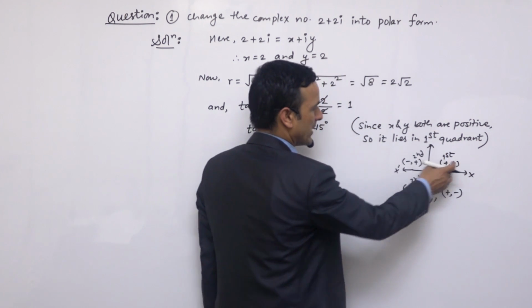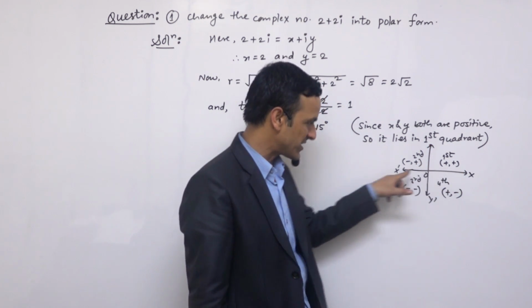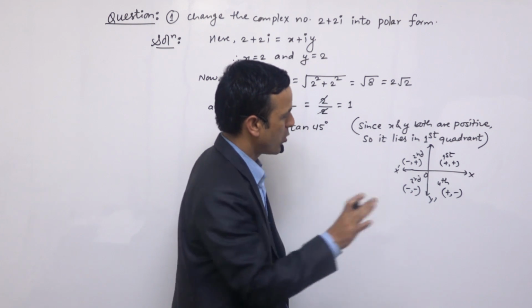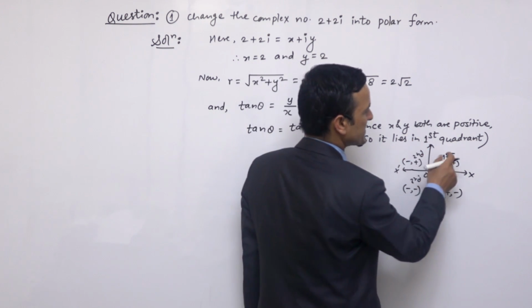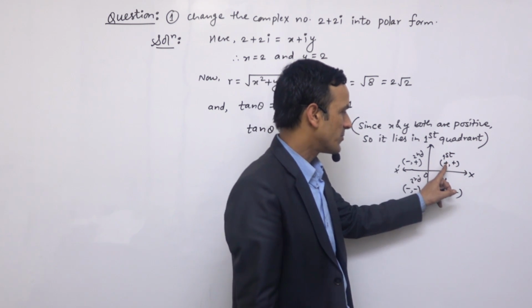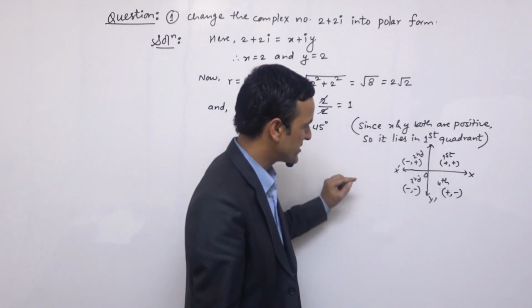So when two lines, one horizontal line, another vertical line, intersect each other, then we can see the four parts, four rooms. These four rooms are known as the quadrants. So in first quadrant, the signs of x and y both are positive.